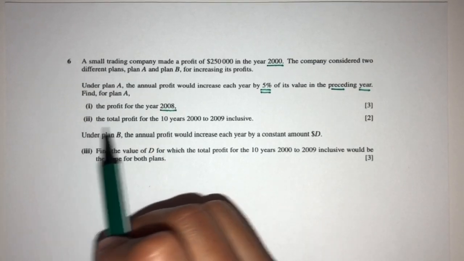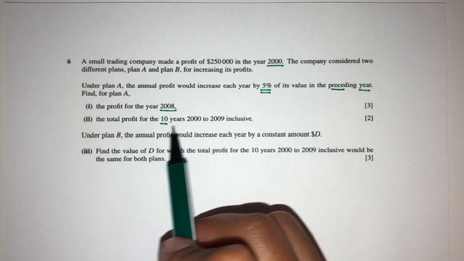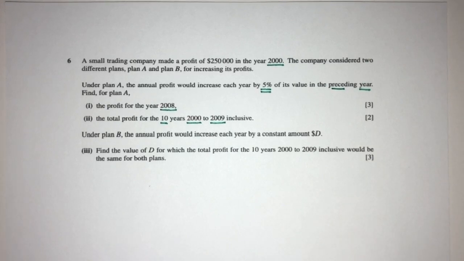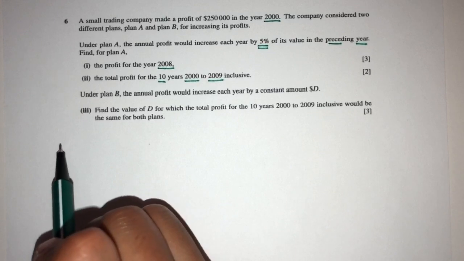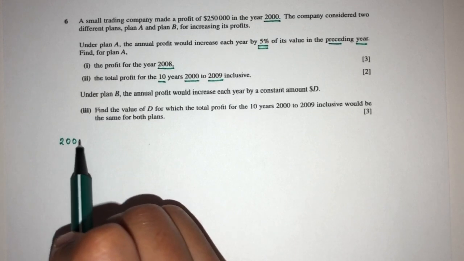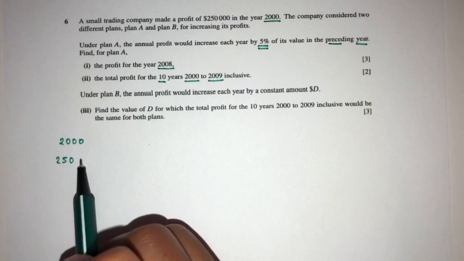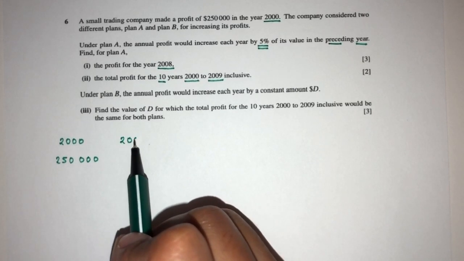And then we have to find the total profit for 10 years. We have this until 2009. So one by one, we have to understand what's happening here. So we begin with the year 2000. For example, the profit was 250,000. That's the profit. Now, what is the profit in 2001?